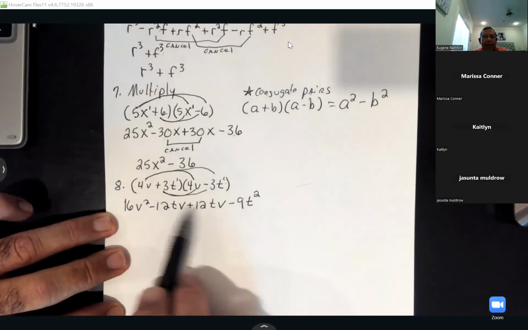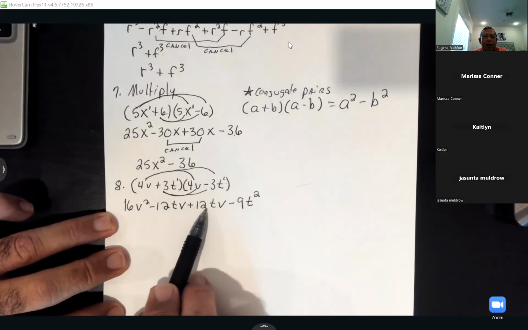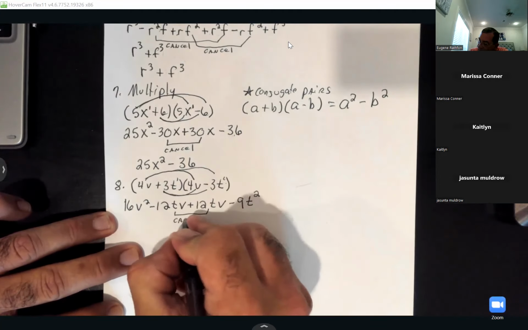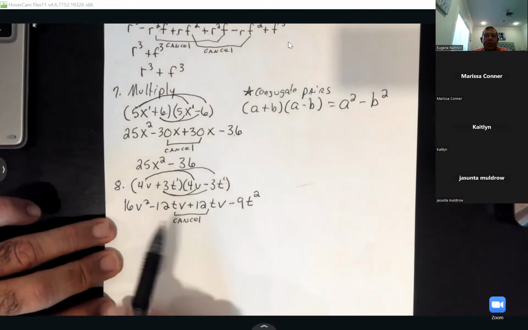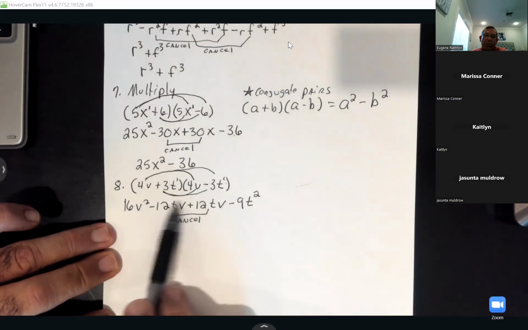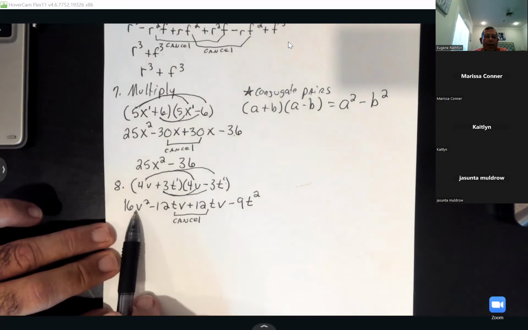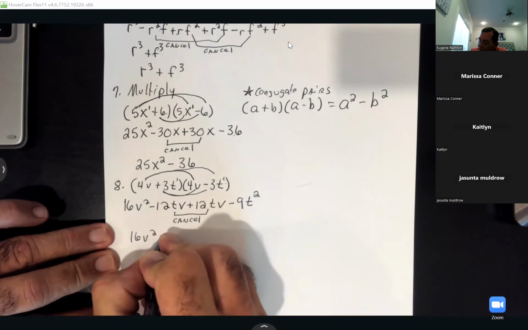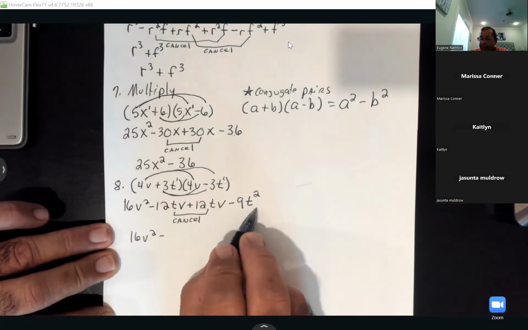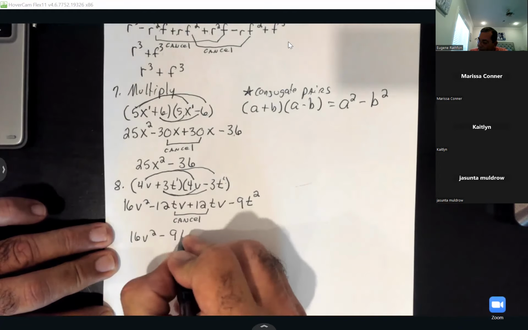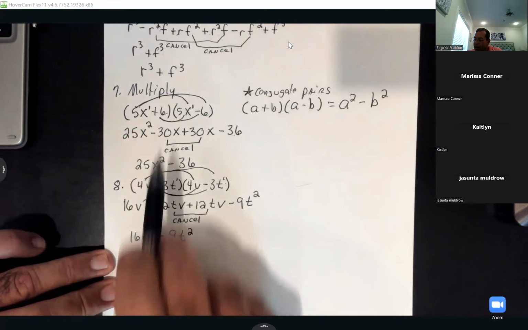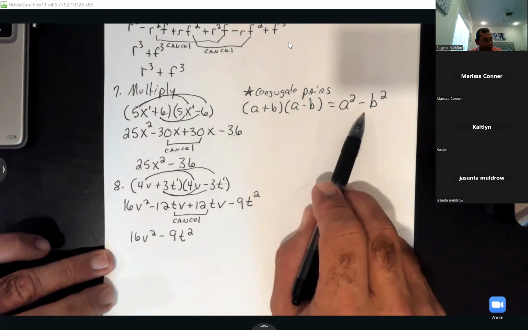Well, y'all, did it happen again? Negative 12 in the middle, positive 12. Those like terms cancel again. And conjugate pairs will always cancel the middle. So that I end up with my 16v squared minus my 9t squared. So y'all look, every time, all these conjugate pairs will follow that pattern, okay?